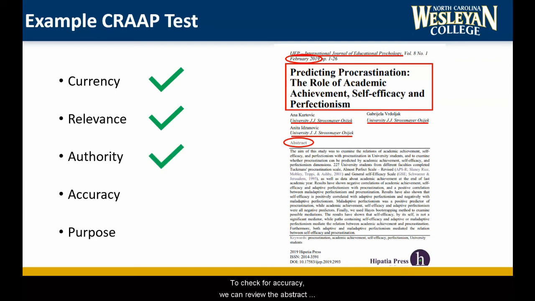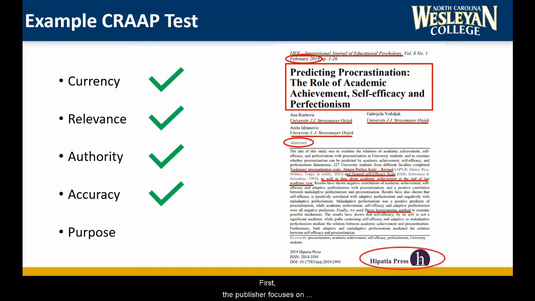To check for accuracy, we can review the abstract and see what the authors tell us about what research methods they use to collect and analyze their data. If we find other sources that use these methods or agree with their findings, we can assume this source is accurate. Finally, to check for purpose, we can look in a few places.